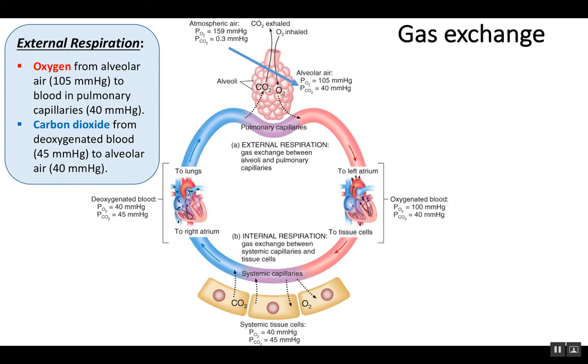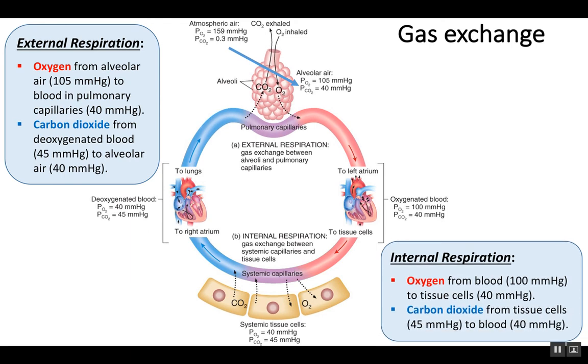So we call that process of gas exchange external or pulmonary respiration. It is the gas exchange between alveoli and pulmonary capillaries. Internal respiration is gas exchange between systemic capillaries and tissue cells. So now we're looking at the amount of these gases in the oxygenated blood and compare the amount that's in tissue cells. Notice oxygen will now diffuse out of the blood into cells because there's a concentration difference.